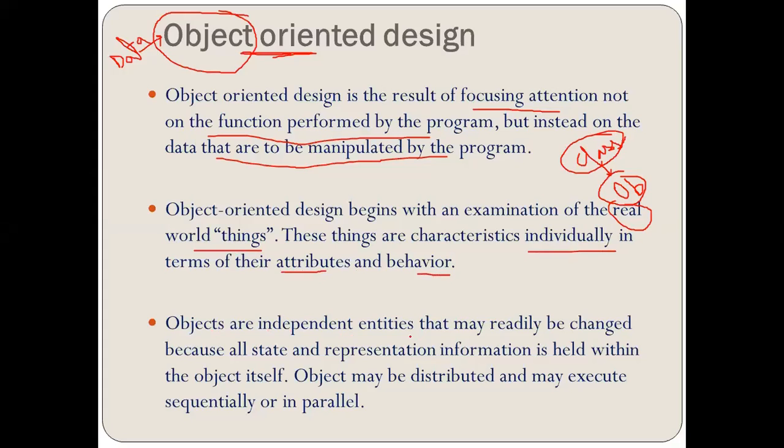Objects are independent entities that may readily be changed because all state and representation information is held within the object itself. Objects may be distributed and may execute sequentially or in parallel. Now, when we do object-oriented design, we can work in both ways. The objects may be distributed, or they can work in a sequential or parallel manner.